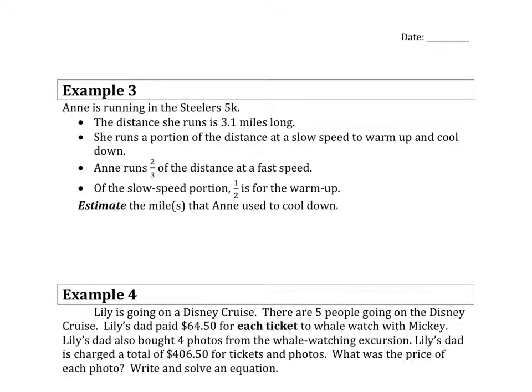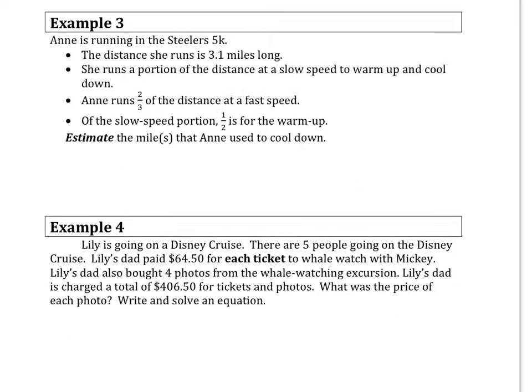Okay, on our second page here, we pick up with example 3. Anne is running in the Steelers 5K. The distance she runs is 3.1 miles long. She runs a portion of the distance at a slow speed to warm up and cool down. Anne runs 2/3 of the distance at a fast speed. Of the slow speed portion, a half is for the warm-up. Estimate the mile or miles that Anne used to cool down.